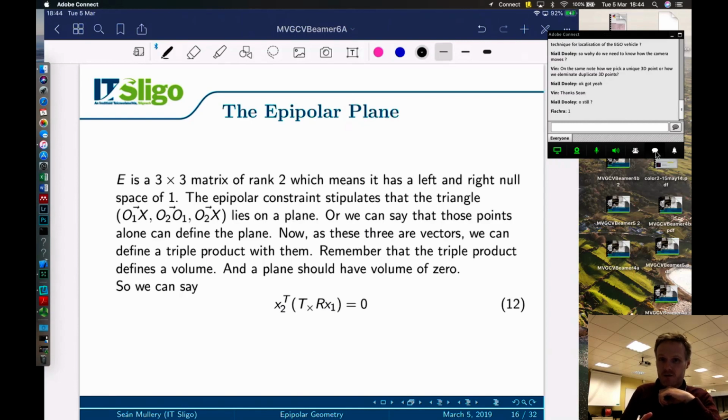Now, as these 3 are vectors, we can define a triple product on them. Remember that the triple product defines volume, and a plane should have a volume of 0. So we can say the same thing there: x2 transpose t cross x1 equals 0. You can see that the whole thing works out. In other words, this is saying that this will have a volume of 0 with these two. Now that will only work making sure that the x2 and the x1 are actually the same point in 3D space, that you've managed to properly get your correspondences correct. But we've assumed that at the beginning of the lecture.